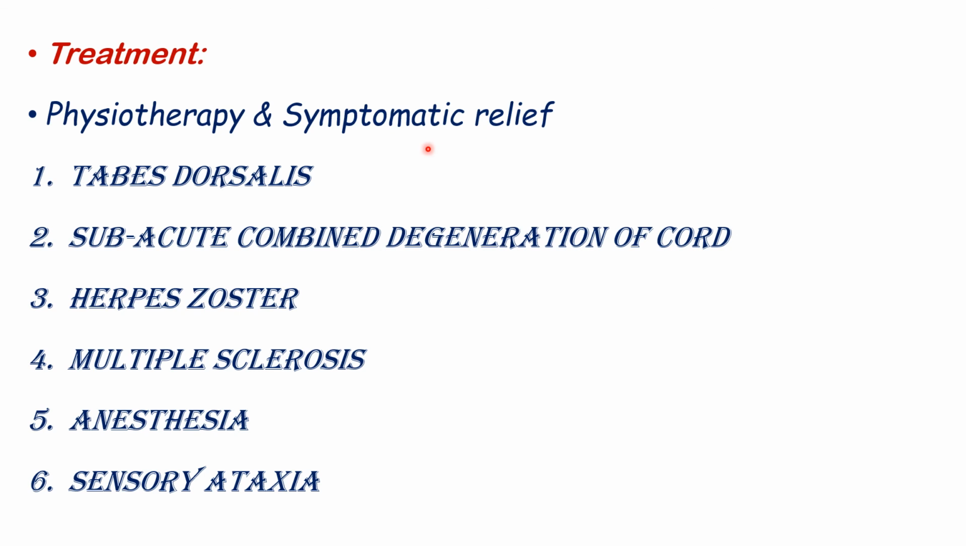Now there are many other sensory disturbances also. We have discussed in detail tabes dorsalis, subacute combined degeneration of the spinal cord, herpes zoster, multiple sclerosis, anesthesia, and sensory ataxia. So you need to remember, you need to revise those, and then recollect the things. All the best.